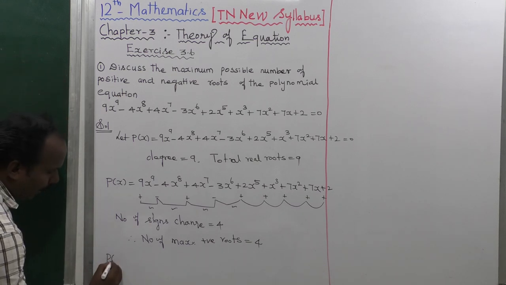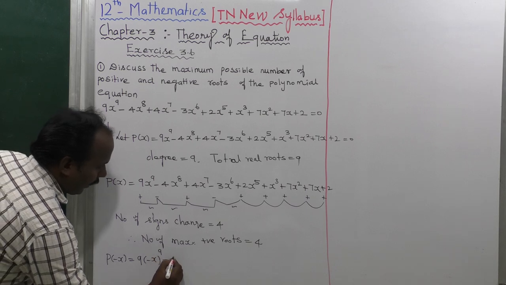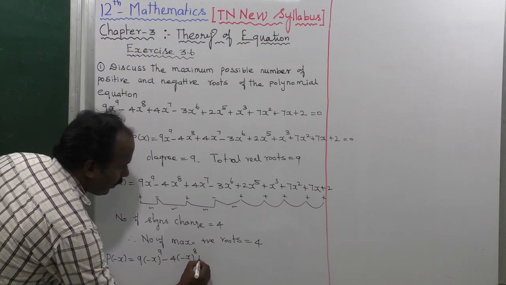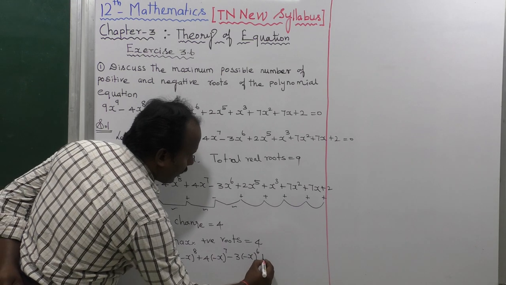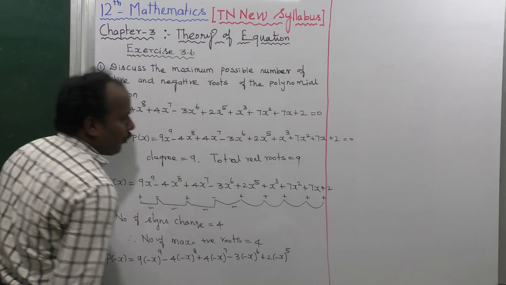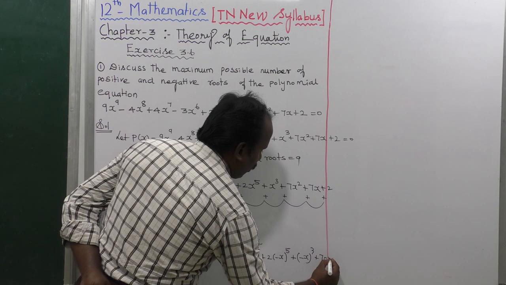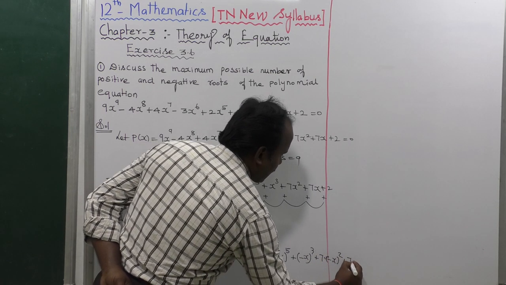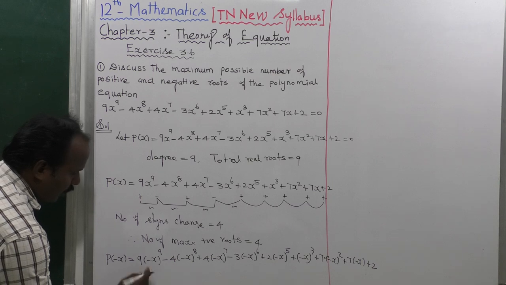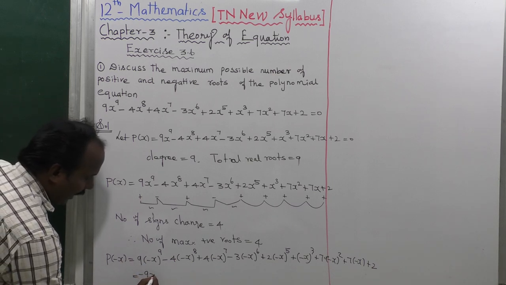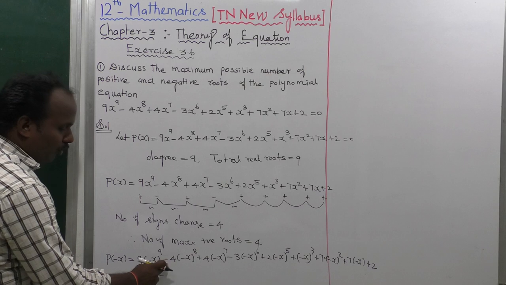So that is P(-x) = 9(-x)^9 - 4(-x)^8 + 4(-x)^7 - 3(-x)^6 + 2(-x)^5 + (-x)^3 + 7(-x)^2 + 7(-x) + 2. For an odd power the sign becomes minus: -9x^9. For an even power the sign stays positive, so the term stays negative: -4x^8.